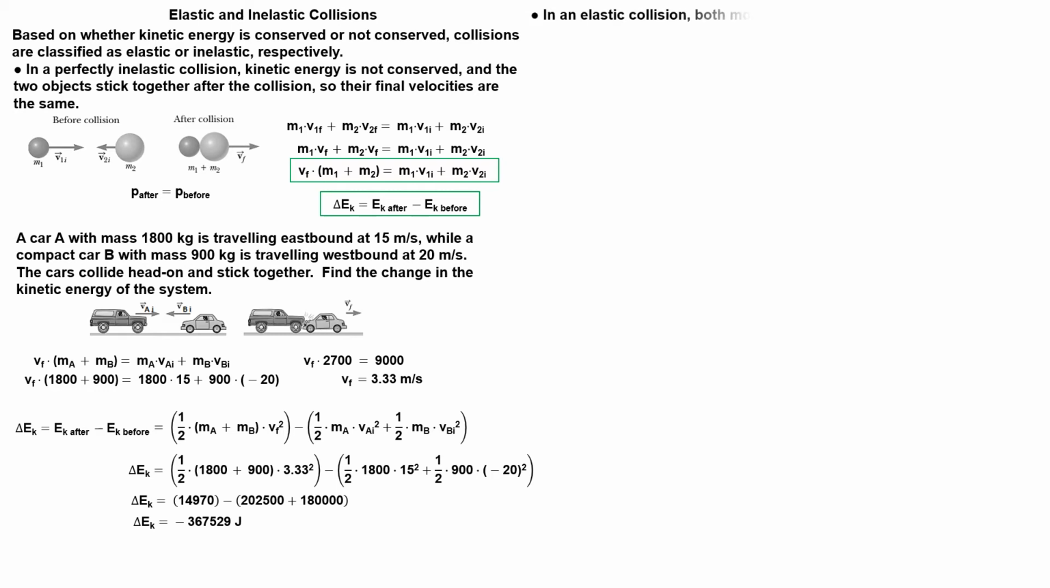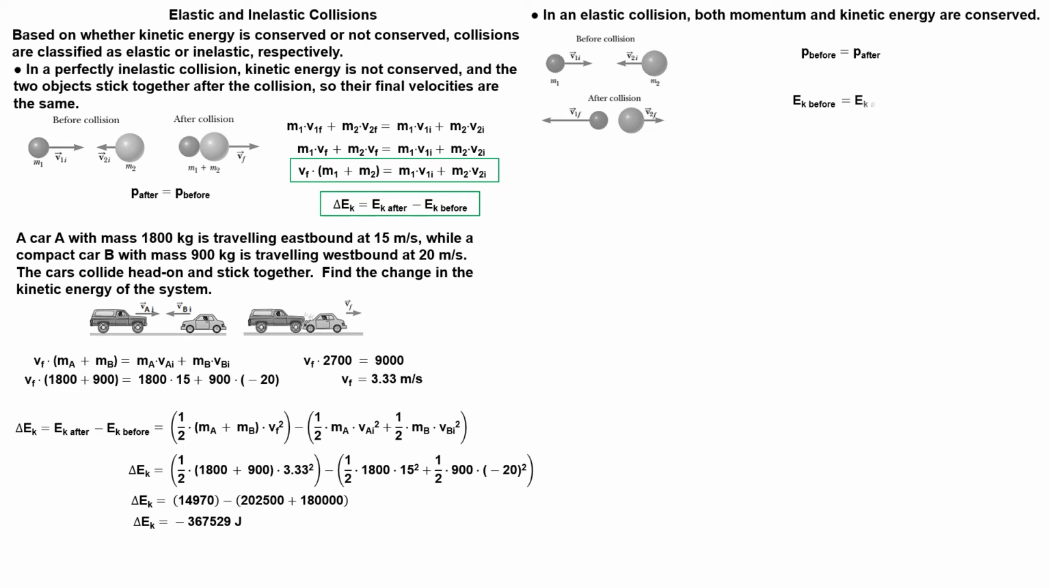In an elastic collision, both momentum and kinetic energy are conserved. Now consider two bodies that undergo an elastic head-on collision. In this situation, both the momentum and the kinetic energy of the system of two bodies are conserved. We can write these conditions as follows.